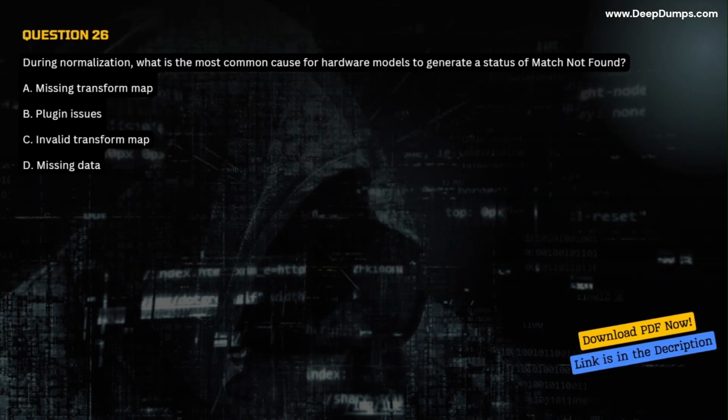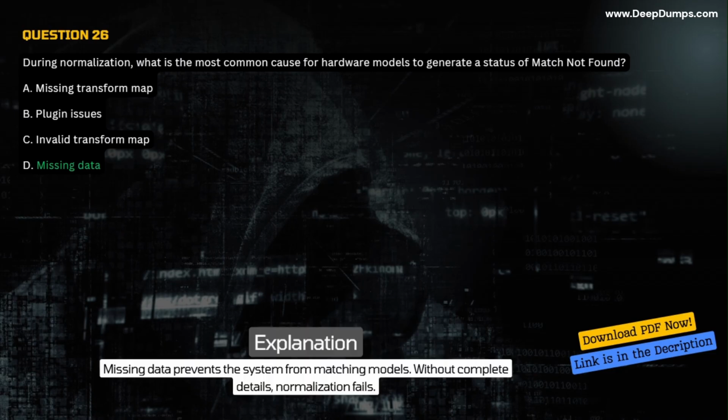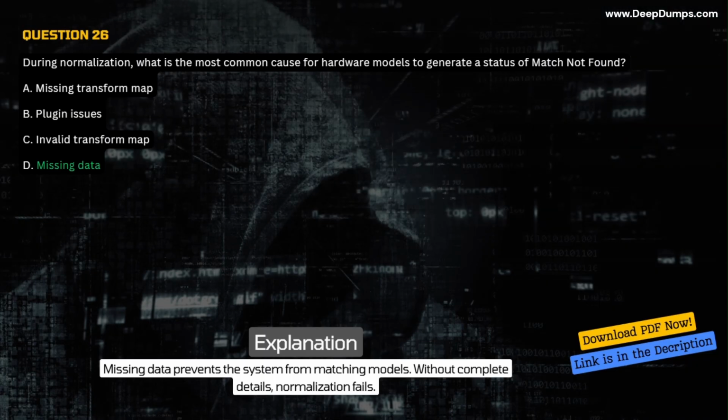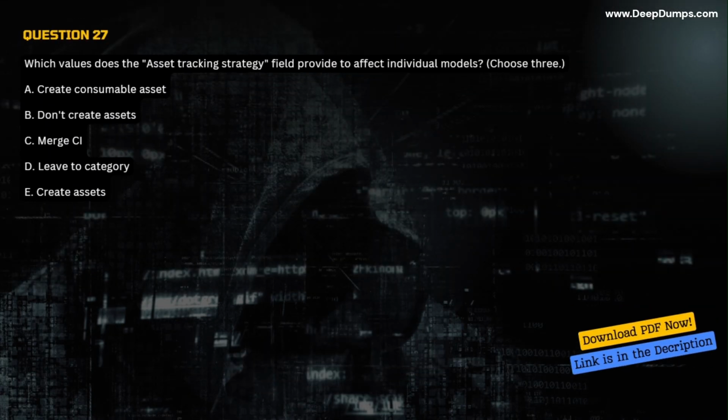Question 26. During normalization, what is the most common cause for hardware models to generate a status of match not found? A. Missing transform map. B. Plugin issues. C. Invalid transform map. D. Missing data. Correct answer D. Missing data. Explanation. Missing data prevents the system from matching models. Without complete details, normalization fails.